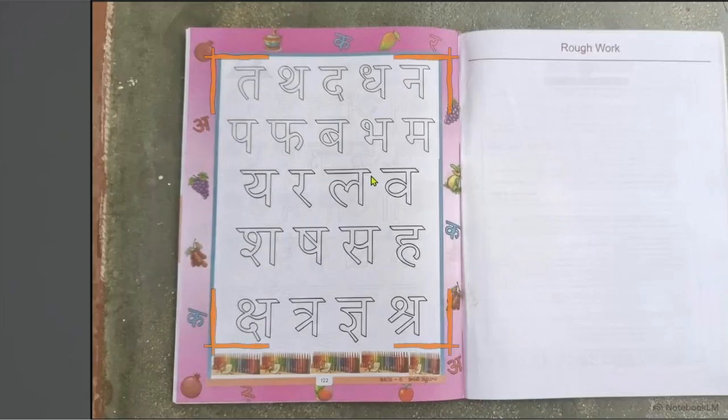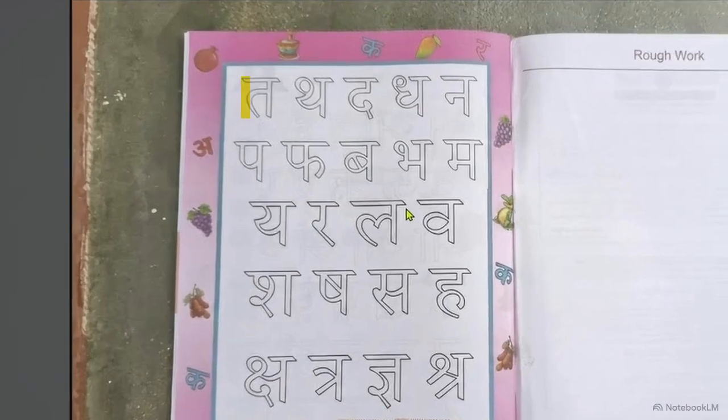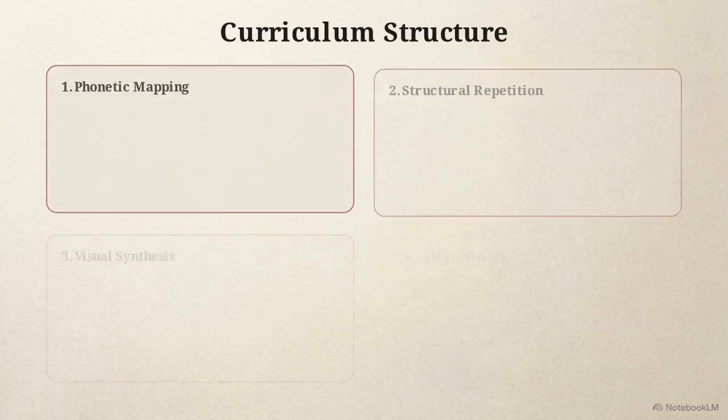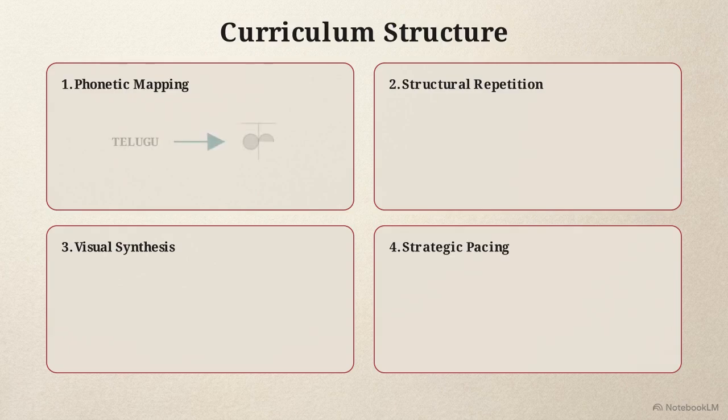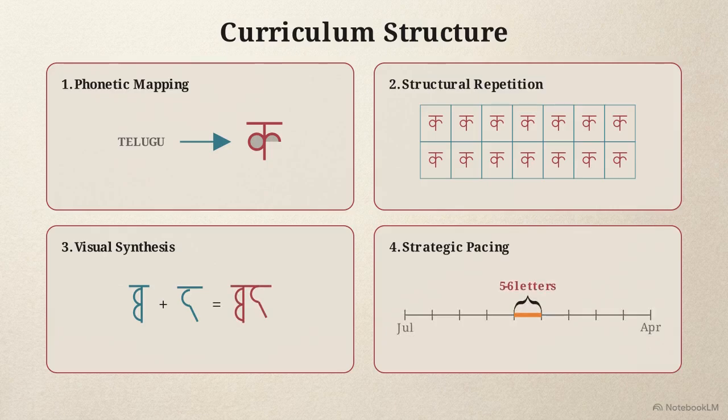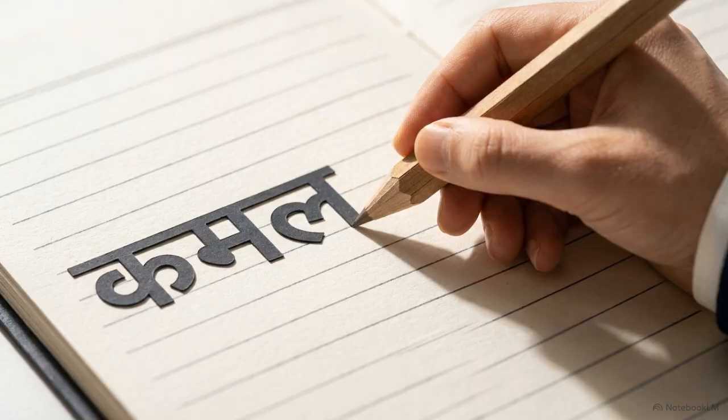As a final reinforcement, students use these large hollow characters for coloring, vocalizing each sound as they fill the physical space on the page. The curriculum follows a structured sequence. It begins by mapping the Telugu phonemic system directly onto the Hindi script for initial tracing and reading. This continues through grid-based repetition, visual matching, and letter synthesis, paced at a rate of 5 to 6 letters per month. By moving deliberately from phonetic mapping to independent word construction over a 10-month period, the syllabus transforms an unfamiliar script into a functional skill.